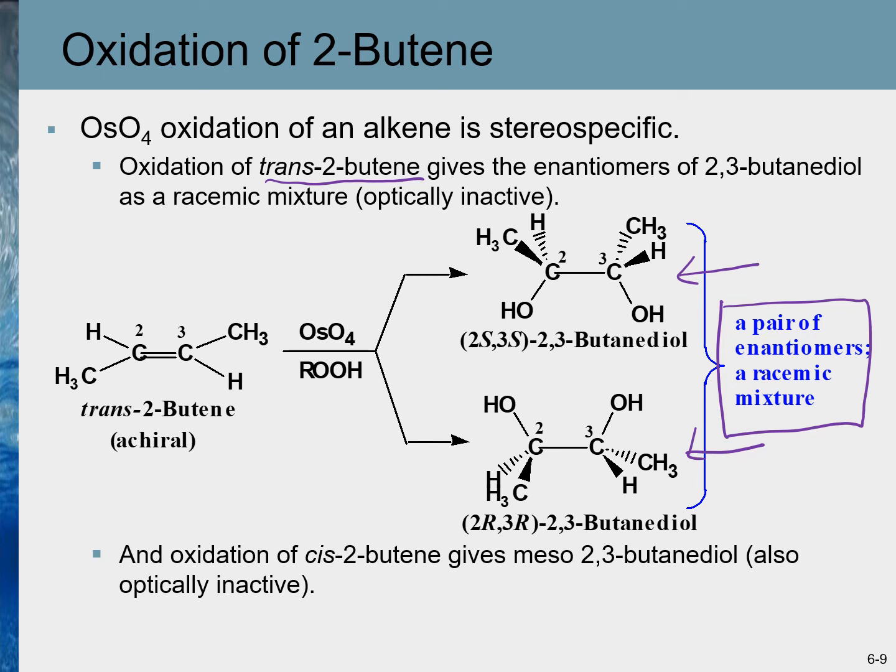So to conclude, we can say that any oxidation of cis-2-butene gives us a meso compound, and oxidation of trans-2-butene gives us a pair of enantiomers which are a racemic mixture. So therefore this reaction is also stereospecific, because starting with a specific stereoisomer, whether it's a cis or trans, we end up getting a specific stereoisomer. So therefore this reaction is also a stereospecific reaction.